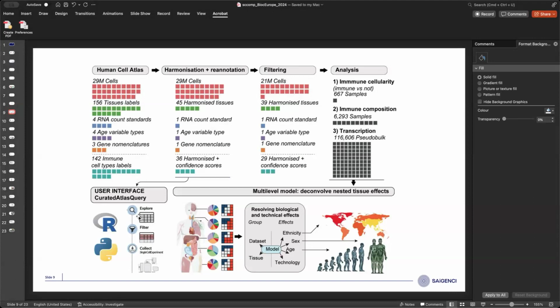Again, it all follows this simple, tidy principle. Underneath it uses databases such as Parquet and so on, but for the user it's very intuitive. You have 30 million cells in front of you. You can filter the table according to whatever you like, age range, cell type, organs, technology, and you can download it as a single cell experiment ready to analyze, rather than spending months to harmonize all this data.